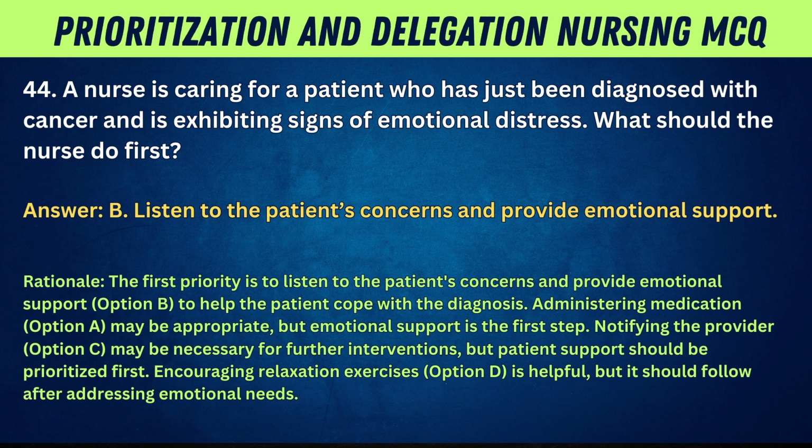Rationale: The first priority is to listen to the patient's concerns and provide emotional support, option B, to help the patient cope with the diagnosis. Administering medication, option A, may be appropriate, but emotional support is the first step. Notifying the provider, option C, may be necessary for further interventions, but patient support should be prioritized first. Encouraging relaxation exercises, option D, is helpful, but it should follow after addressing emotional needs.